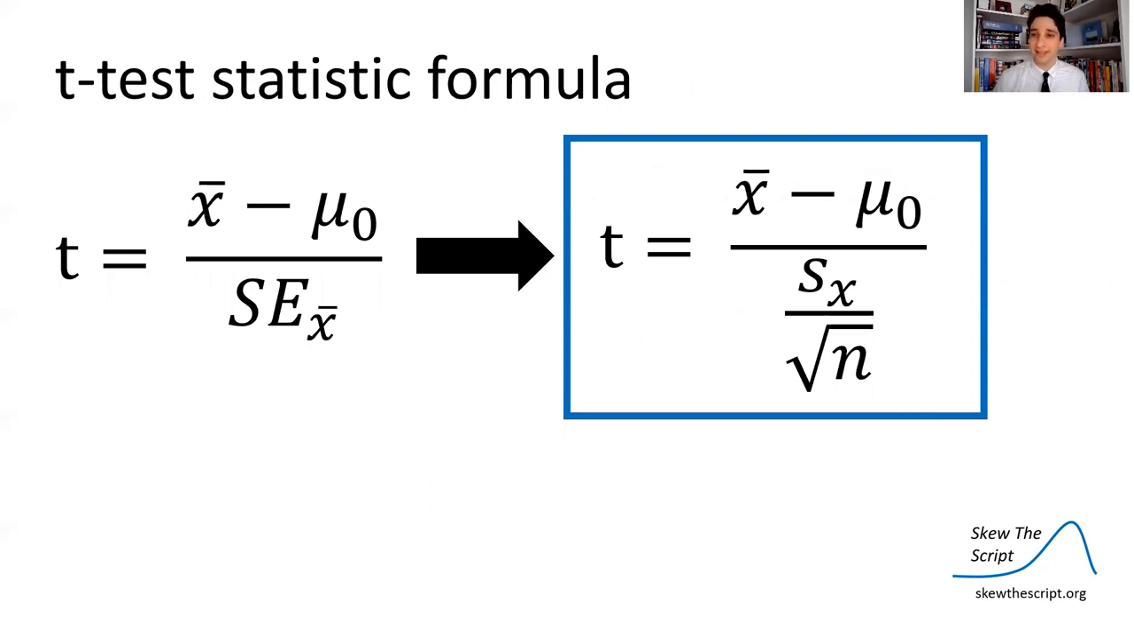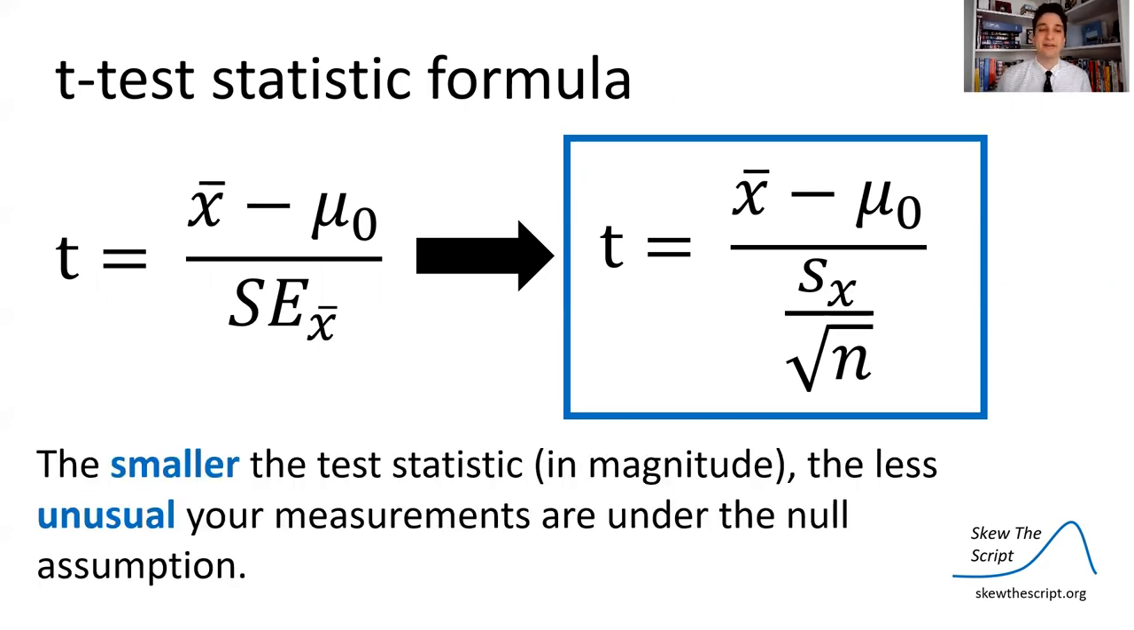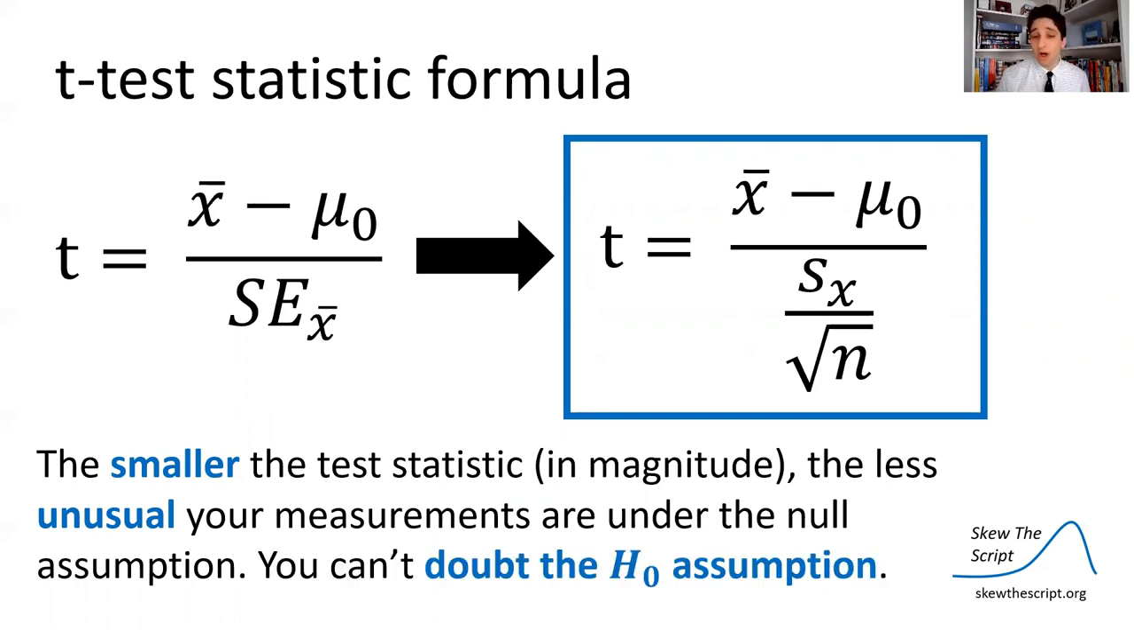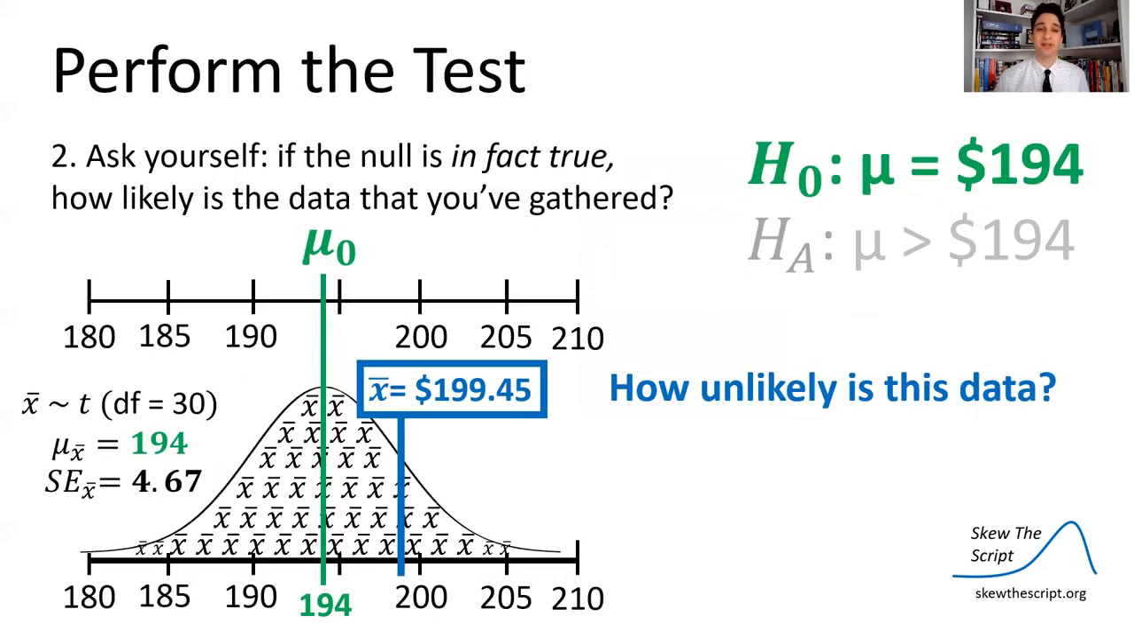If you want the exact formula, the standard error, recall, is sigma, or in our case the sample standard deviation, divided by the square root of n. And the smaller this test statistic is, the less unusual your measurements are under the null assumption, because you're fewer standard errors out from the null. The higher it is, the more unusual your data was, and you might think about rejecting the null. So if it's small, you can't necessarily doubt the null assumption.